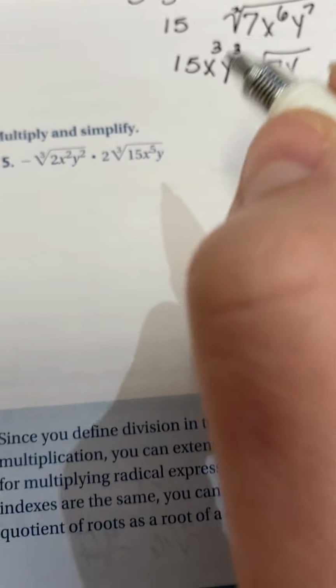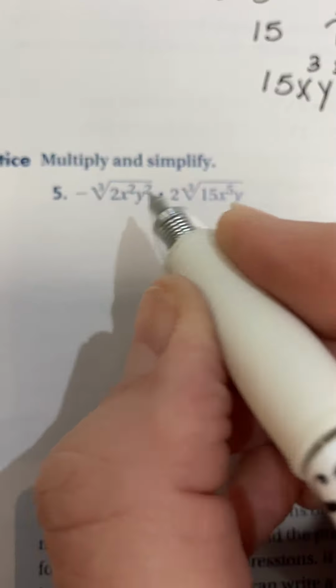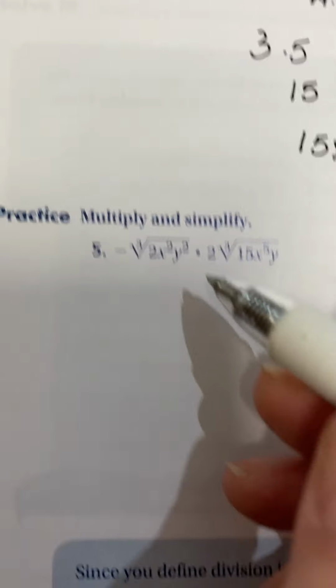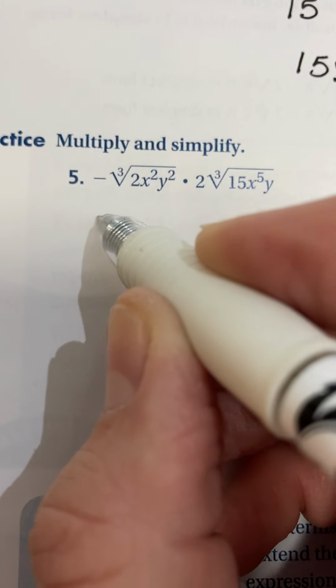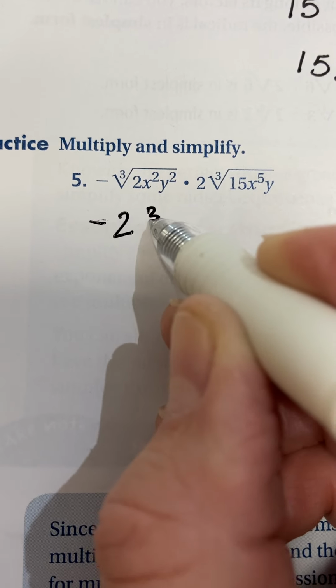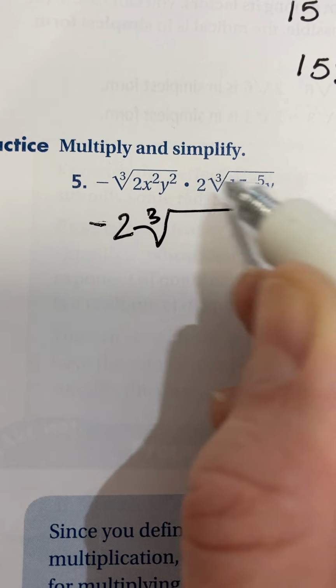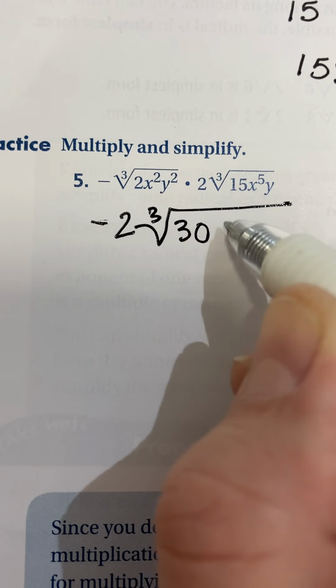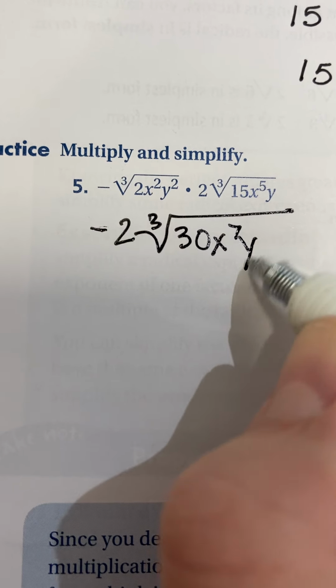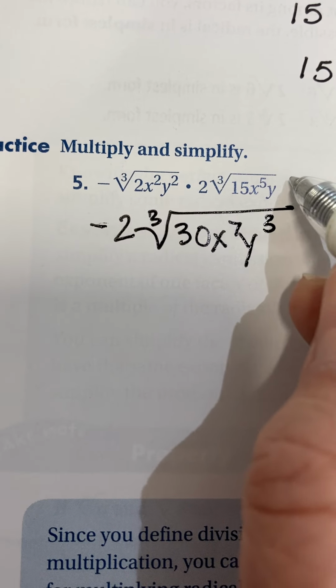All right, so let's go over here. On this one, I think I am going to multiply them out. The only reason I didn't multiply the last one is because 45 times 35 is a pretty big number. So I'm going to go ahead and multiply this. I'm going to take this -1 times this 2. Then I'm going to do the cube root. 2 times 15 is 30. X to the 7th power because you're adding the 2 and the 5. Y to the 3rd power because you're adding the 2 and the 1.